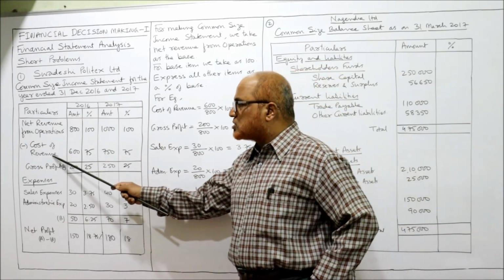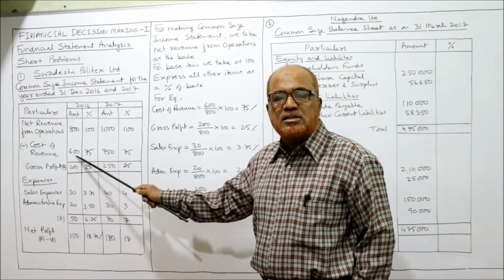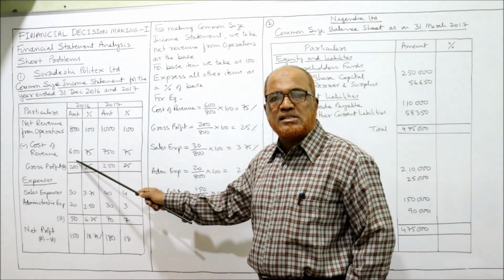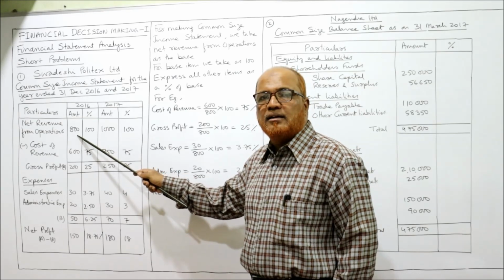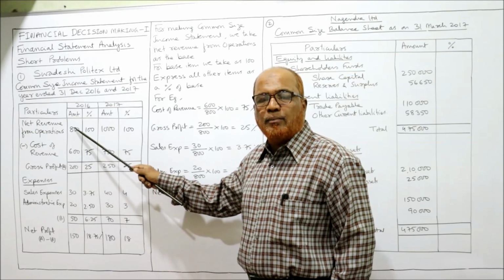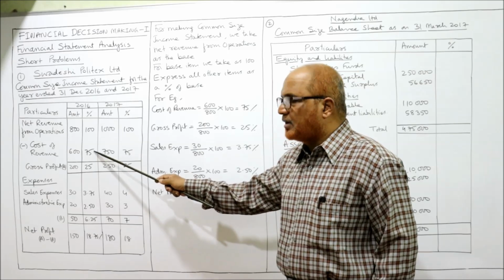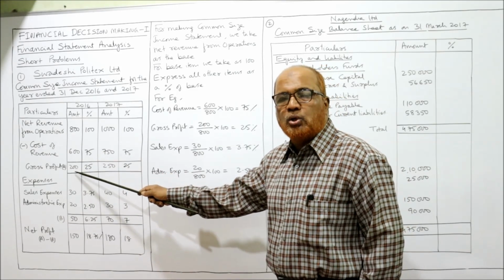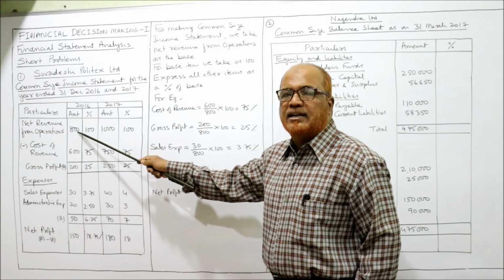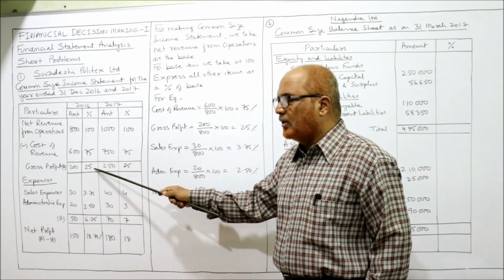Example, what is the cost of revenue here? 600. The cost of revenue is 600. So 600 divided by 800 into 100, you will get 75. Here, how much is the gross profit? 200. So 200 divided by 800 into 100, you will get 25%.